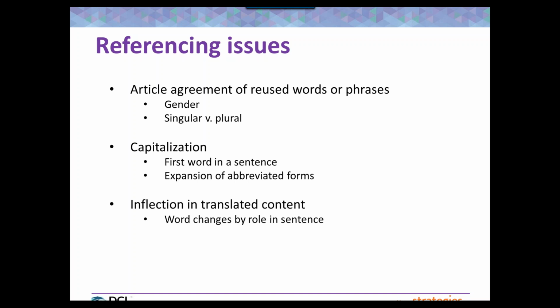So first of all, when you translate, there's article agreement in reused words or phrases. In English, we don't have gender, but in a lot of other languages, they do. And then there's the difference between singular and plural, where in English, it doesn't say it's the element or it's the elements. That is not the case in other languages. So if you're doing an inline replacement of a word, this could be very problematic when it goes to, for instance, German. Capitalization. Well, we capitalize in English the first word in a sentence, but that's different.